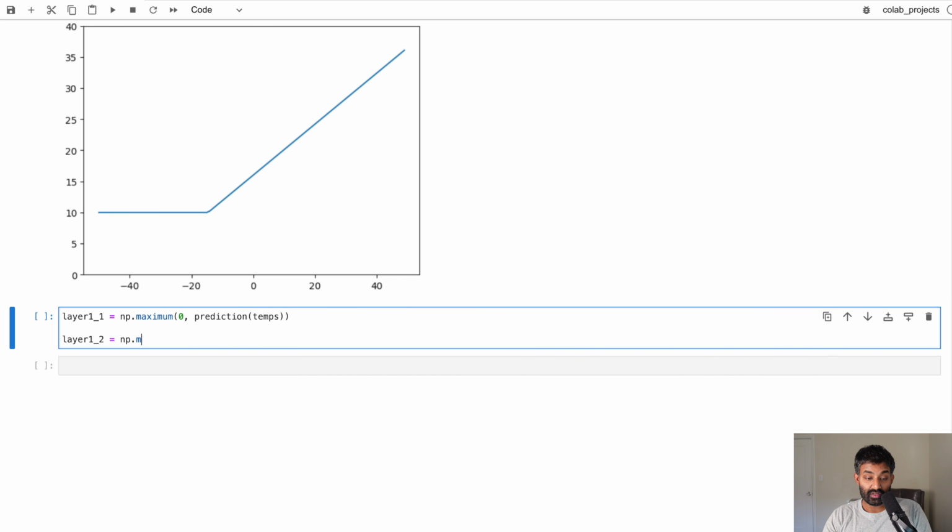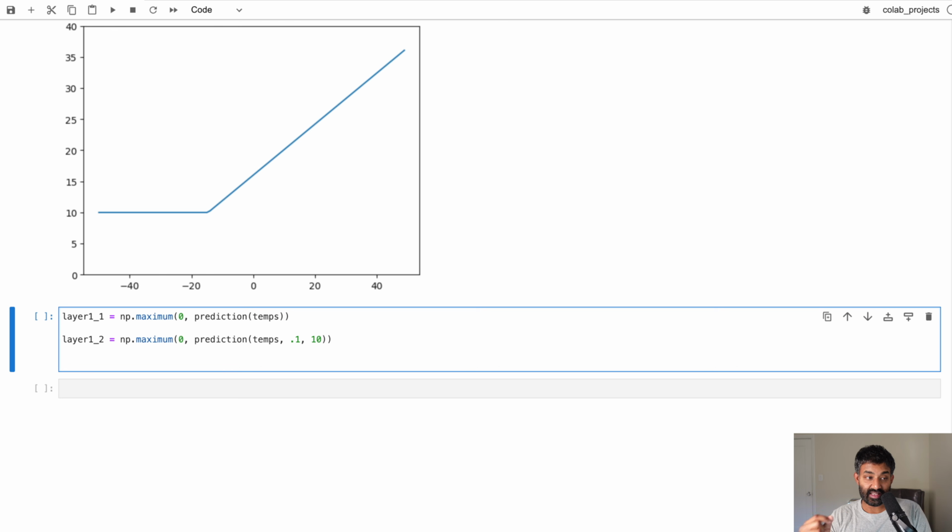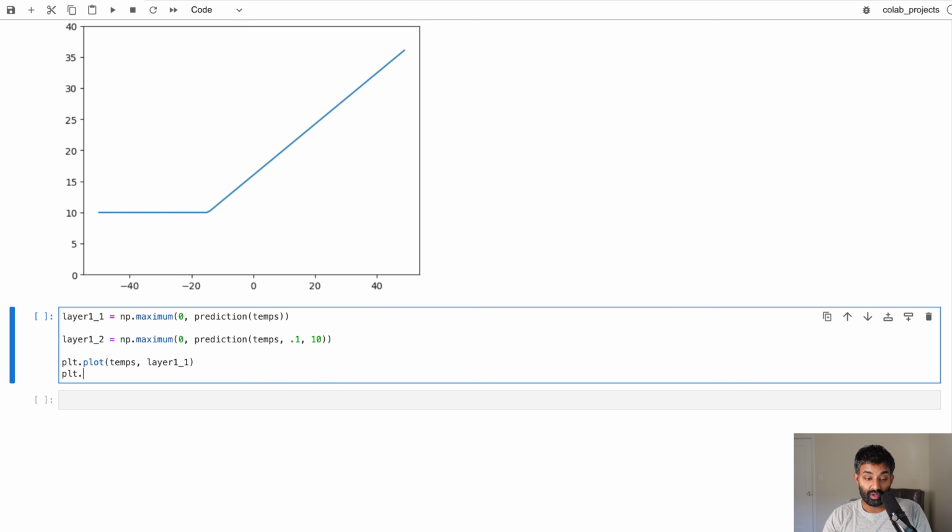And for that, what we can do is, again, numpy.maximum 0 prediction, but we'll have a slightly different set of weights and biases this time. So let's use 0.1 as our weight and 10 as our bias. Again, the network will calculate the weight and bias automatically, but I just want to show you an example. So let's just go ahead and plot our temps with layer 1 unit 1. And on top of that, plot our temps with layer 1, unit 2.